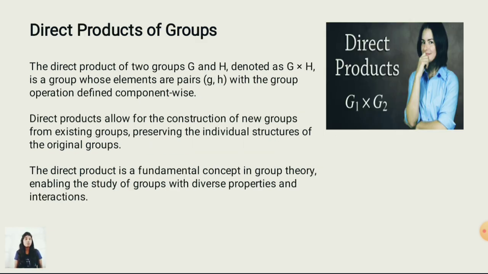Direct products of groups. The direct product of two groups G and H, denoted G × H, is a group whose elements are pairs (g, h), with the group operation defined component-wise. Direct products allow the construction of new groups from existing groups, preserving the individual structure of the original groups. The direct product is a fundamental concept in group theory, enabling the study of groups with diverse properties and interactions.